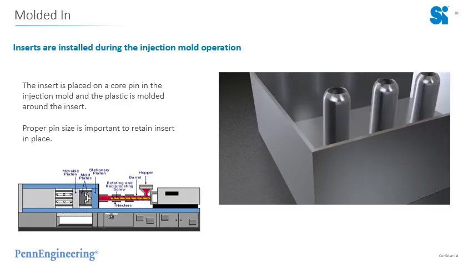Molded-in installation. Keep in mind, with this installation, you're not using any sort of pre-drilled or pre-molded hole. The inserts are installed during the injection mold operation. So how this is performed is the insert is placed on a core pin in the injection mold, and the plastic is released into the cavity and molded around the insert. Proper pin size is critical. It's very important that the insert is seated all the way onto the pin, and it fits nice and snug so that there's no plastic creeping into the threads.